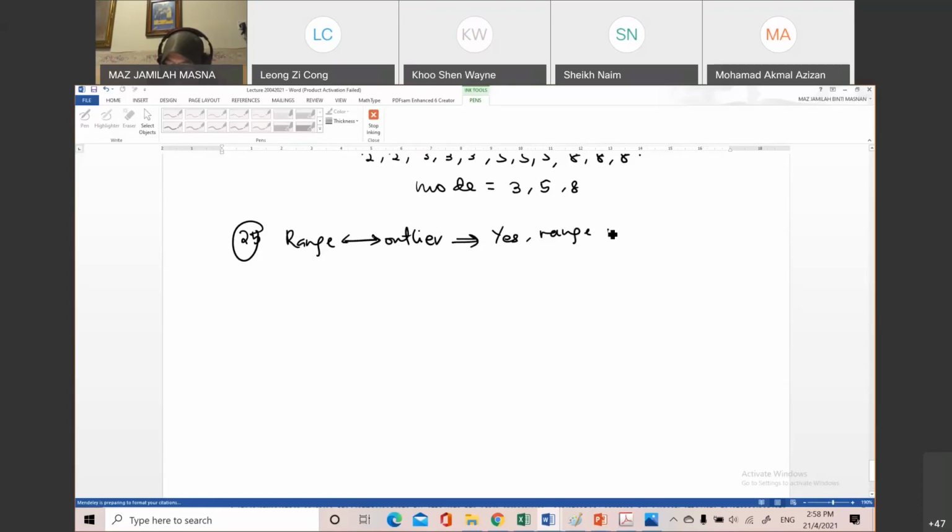Range is affected by an outlier, either a very small data value or a very large data value.